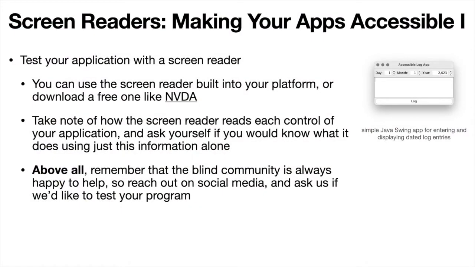Step 1 when making your app accessible is to test it with a screen reader. There is almost certainly one built into your platform. On Windows there is Windows Narrator, on macOS there is VoiceOver, on Linux there is Orca, or you can always download a free screen reader, for example NVDA on Windows, which a lot of people consider to be the gold standard for testing accessibility of apps on Windows.